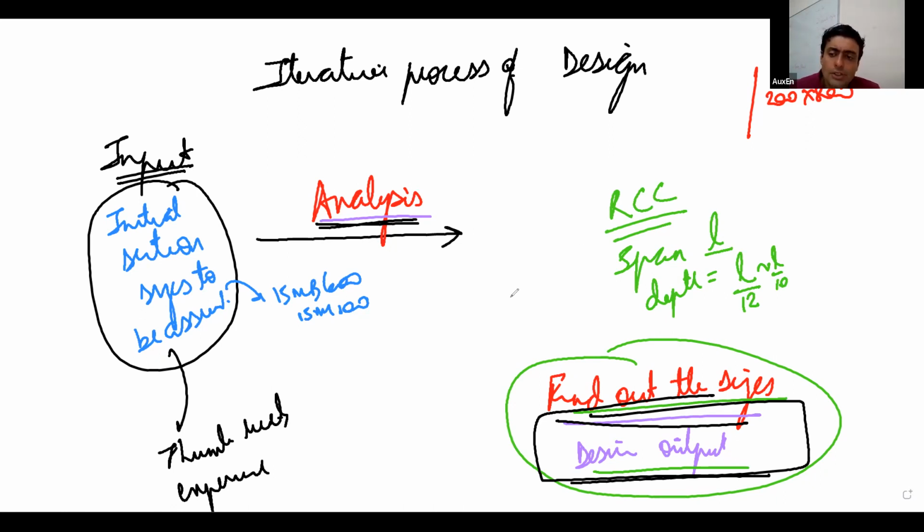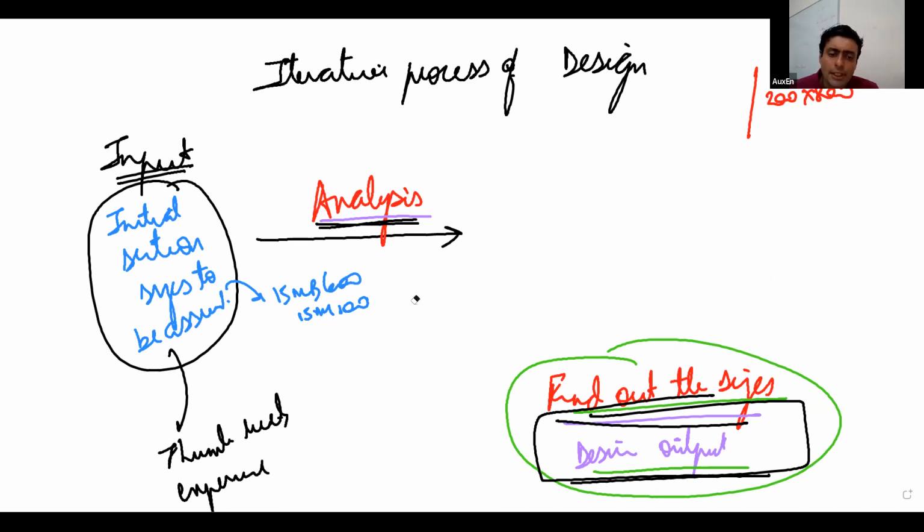All right, so some thumb rules or some experience that we have derived from past projects, we will apply to assume our initial sizes. Once we assume our initial sizes, then we do the analysis. Once we do the analysis, then we get the design output. Are you able to understand? Quick yes, no?